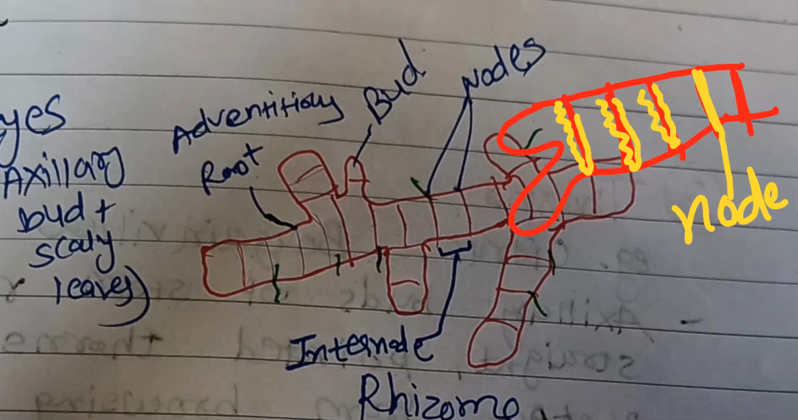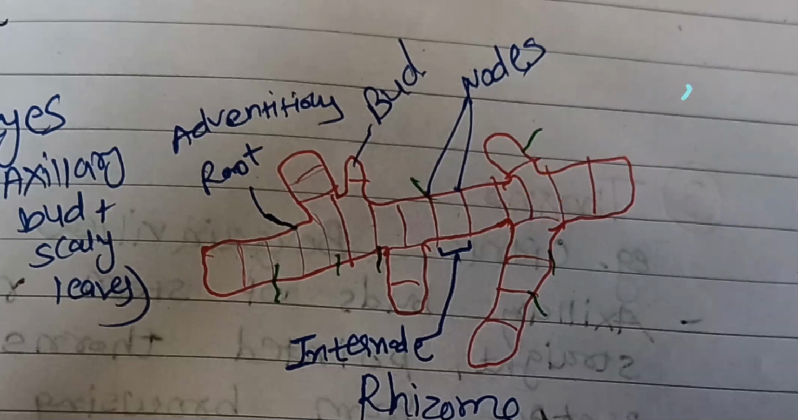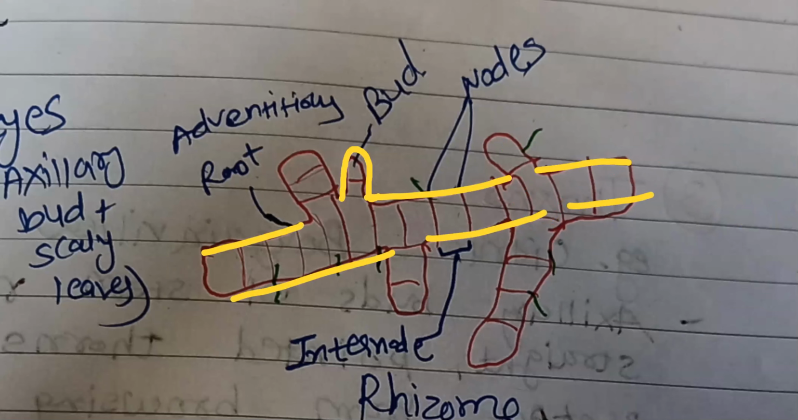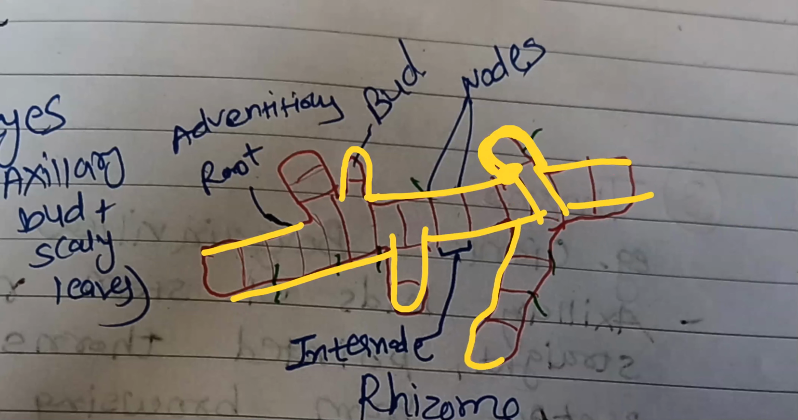Next, after the nodes, these small structures are there. This is the main axis. Then next, this type of buds are formed. From those buds, see, these are the nodes. So that's why our buds are there. These buds gradually grow, and from that the new ginger can form.